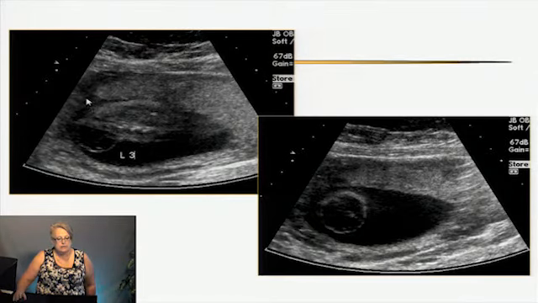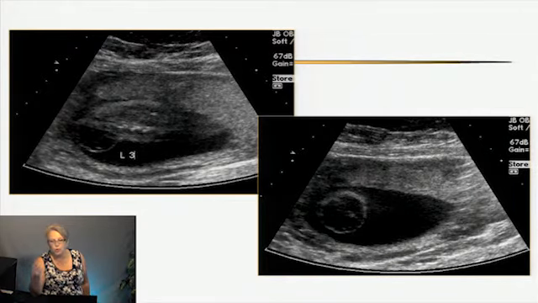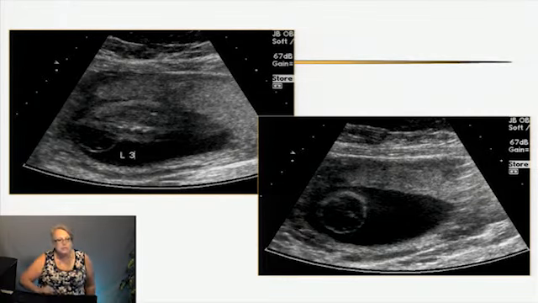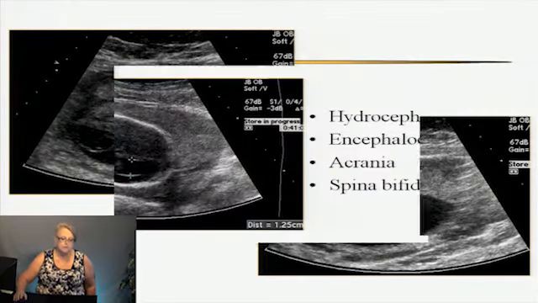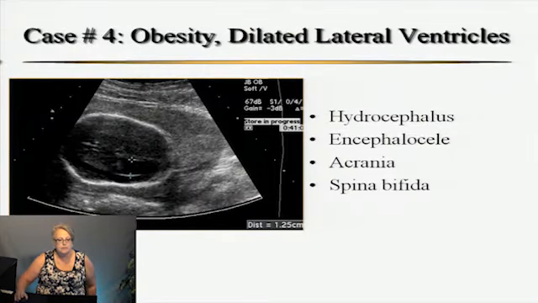But then looking down at the spine. So it's like a little coronal view of the spine. A little bit of the spine here. This is where you have to make sure you get the spine separate from the uterine wall. So if you have to roll them or whatever you do so you can see the spine, you want to see amniotic fluid between the spine and the uterine wall, or you're going to miss this defect. So obesity and dilated lateral ventricles.